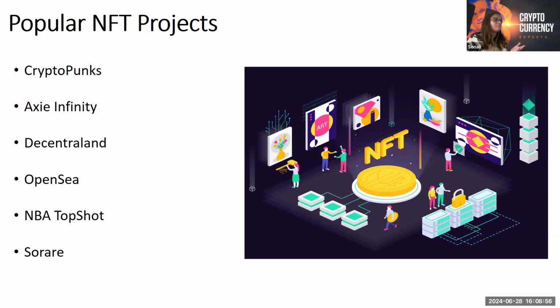Decentraland, again a form of gaming world. OpenSea, I just showed you one example here. Then NBA Top Shot. So does anybody know what NBA is? Okay, correct. National Basketball Association. That is right. That is the full form of NBA. So whoever is a fan of basketball will find a lot of things related to basketball over NFTs, and people are buying them crazily.